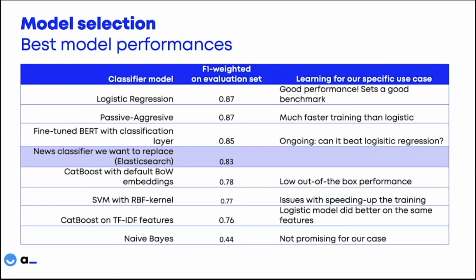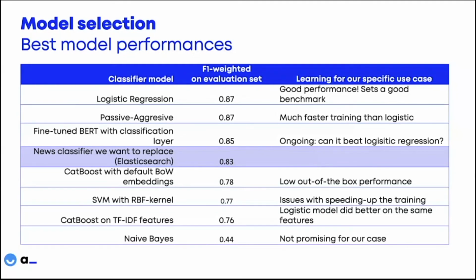In this overview, you can see the best performance per each model, ordered from top to bottom. In blue, you see the status of, let's say, the old classifier. On top, you see logistic regression. Logistic regression was for us, since the beginning, setting a really good benchmark. And we managed to improve it by some points, and it still was not outperformed by other models.